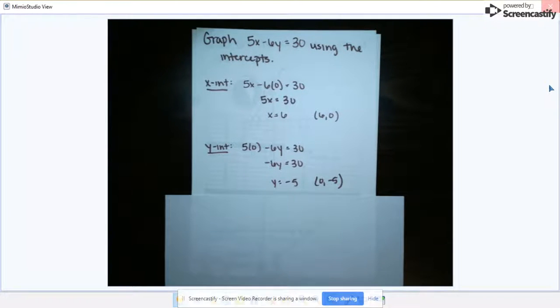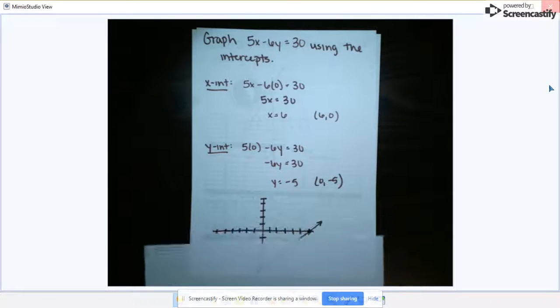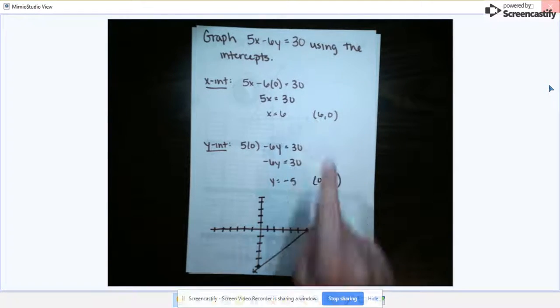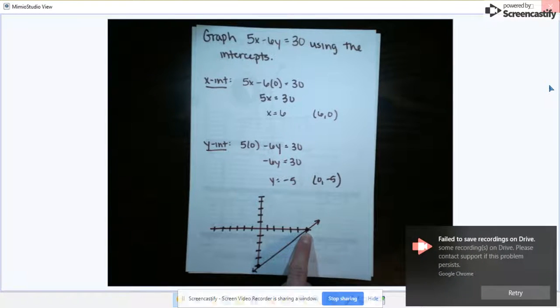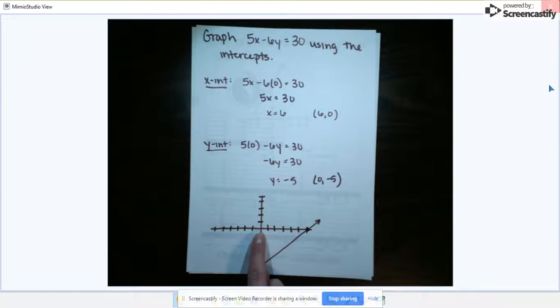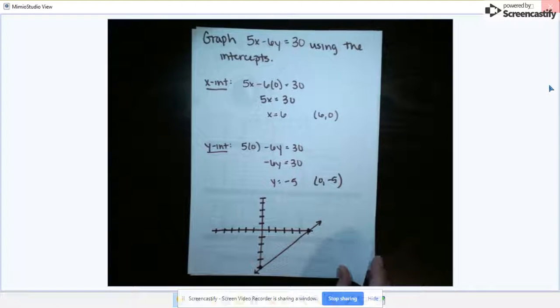So now I have 2 coordinate points, and it only takes 2 points to draw a line. So we're going to graph our line using these 2 points. I created our graph. Do the x-intercept first, so I go over 1, 2, 3, 4, 5, 6, and I go up 0. And then 0, negative 5 means I go 0 left or right, and then down 5 units. And then I connect those dots. So here's our graph using our x and y intercepts.